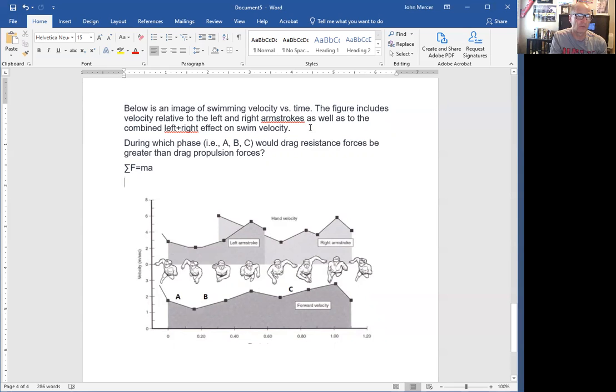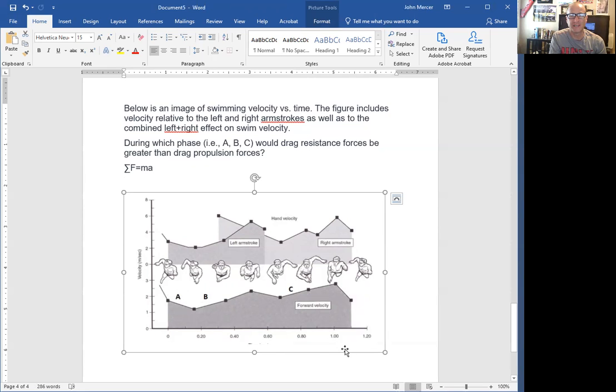So we're looking for anywhere, let's see, during which phase would drag resistance forces, negative, be greater than drag propulsion force. So we're looking for where the negative force is greater than the positive force. Therefore, this product has to be negative. So really we're looking for any region in this plot where acceleration is negative. And in the way this question has been set up, the only region is region A.